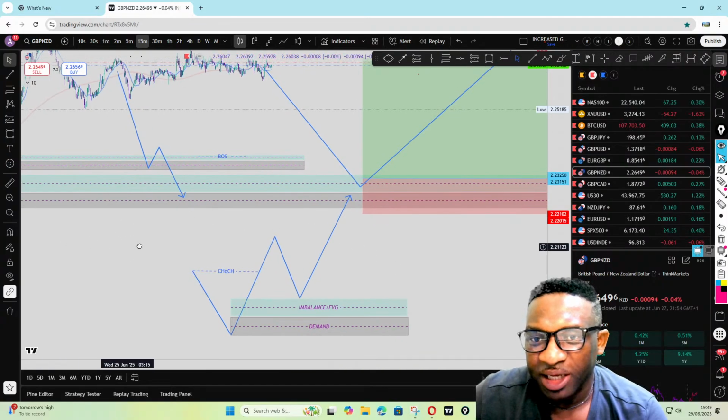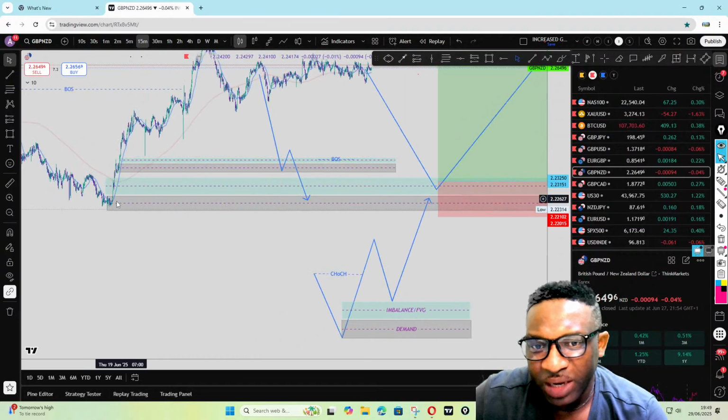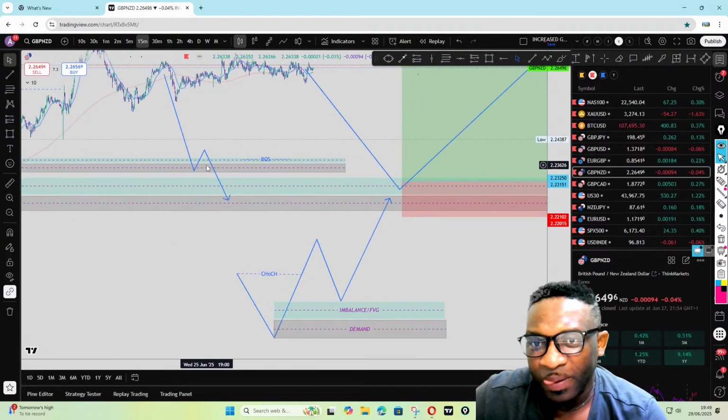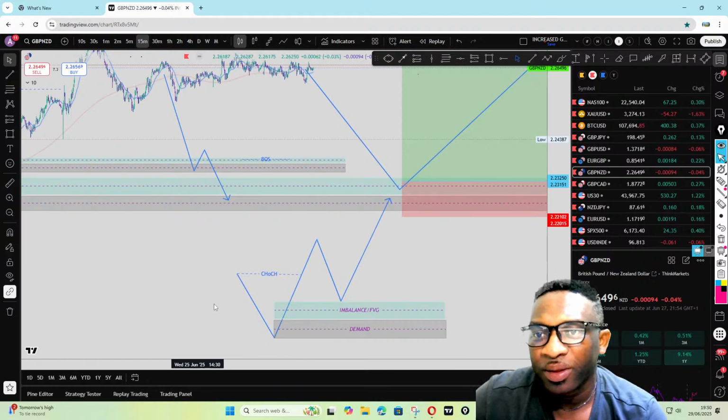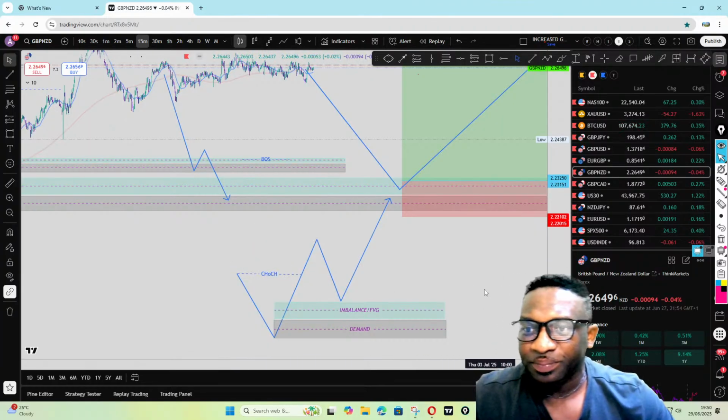Because sometimes you may think that it's going to stop here, but it might continue to the next area of interest, which is here. So we have this here that hasn't been tapped into yet. We have this here that hasn't been tapped into yet. So once price gets here, you want to see a confirmation, something like this, before you get into the trade to the upside. I hope this is clear enough.